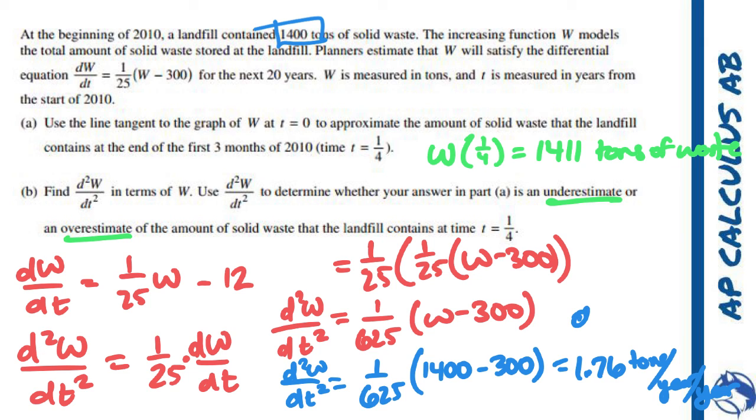So positive means concave up. And since it's concave up, if I were to draw a curve of what this might look like, it could look like this. If I go out 1/4 of a year and I create my tangent line, you'll see that it's always going to be under. So this is going to end up being an underestimate.